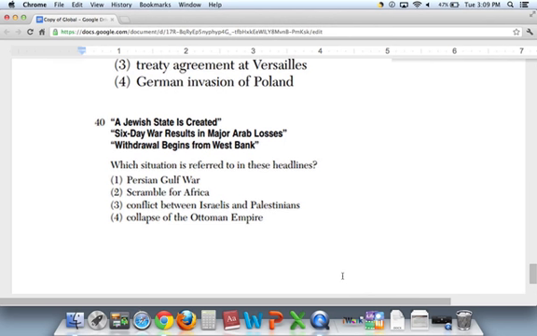So the Persian Gulf War had nothing to do with a Jewish state being created, or the Six-Day War, or the West Bank. So that's immediately out, and also the scramble for Africa and the collapse of the Ottoman Empire. So therefore, if you know about the Six-Day War and the Jewish state being created and the West Bank, you know that it all happened because of a conflict between Israelis and Palestinians. So the obvious answer for 40 would be 3, conflict between Israelis and Palestinians.